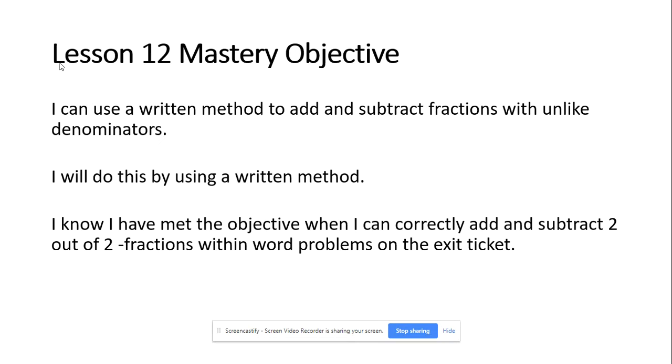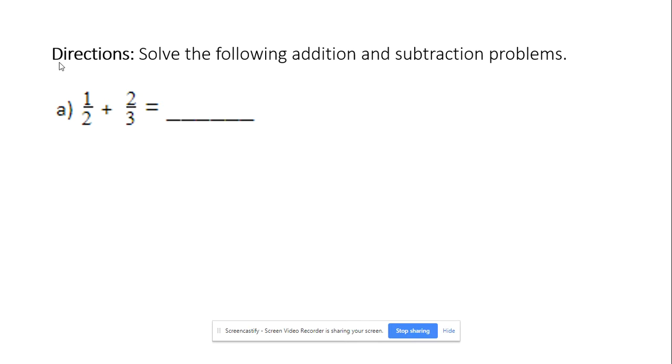Everyone, today's mastery objective is I can use a written method to add and subtract fractions with unlike denominators. I will do this by using a written method. I know I have met the objective when I can correctly add 2 out of 2 fractions within word problems on the exit ticket. The first one, for A, says 1/2 plus 2/3.